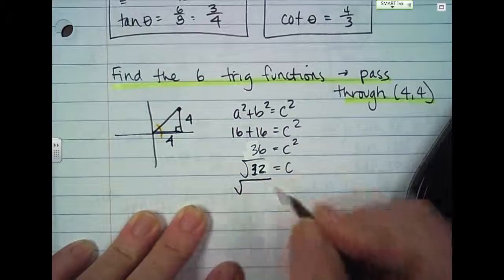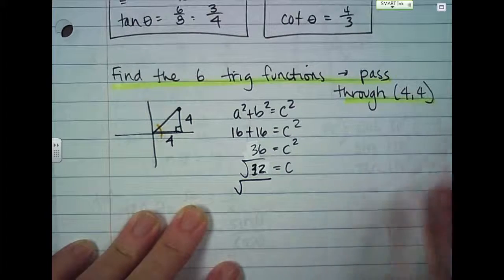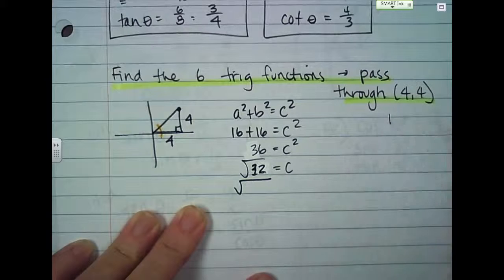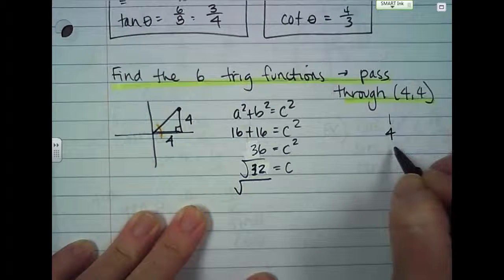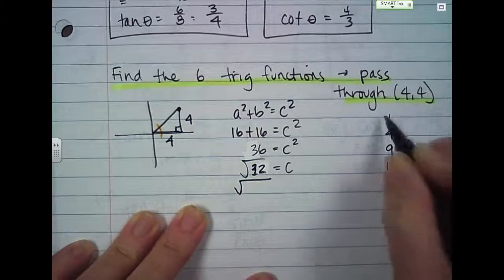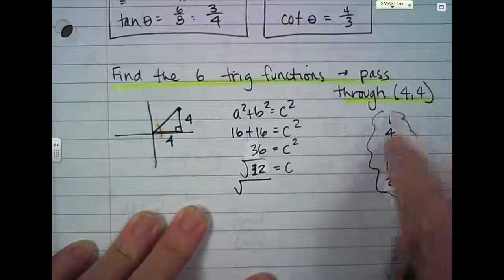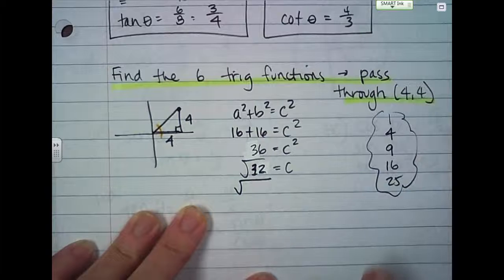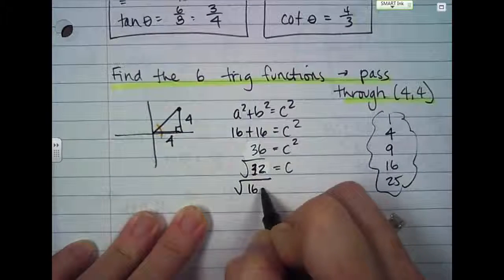What can I break that up? Remember we talked about all of our perfect squares? And I'll list them again, but they're on the board also. 1, 4, 9, 16, 25. Anything fit in yet? Which perfect square fits into 32? I said it. 16. This is the same as 16 times 2.